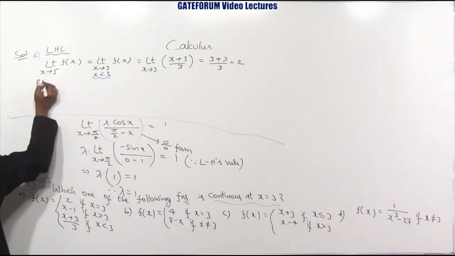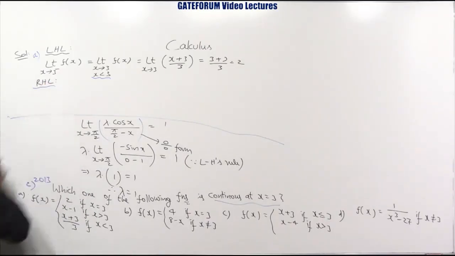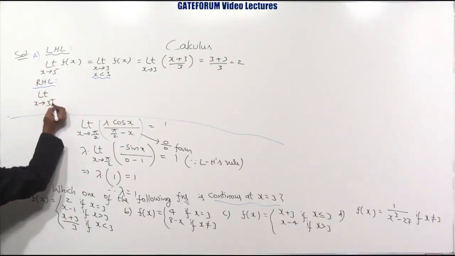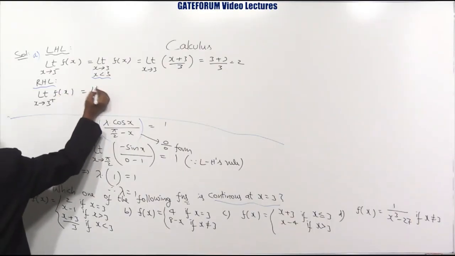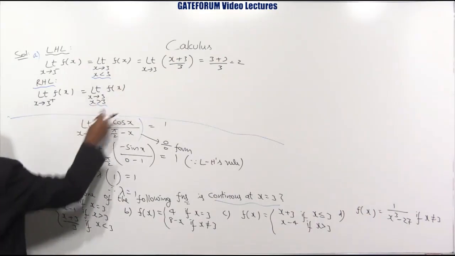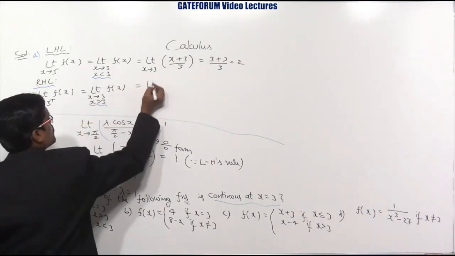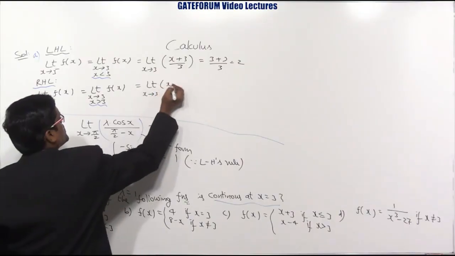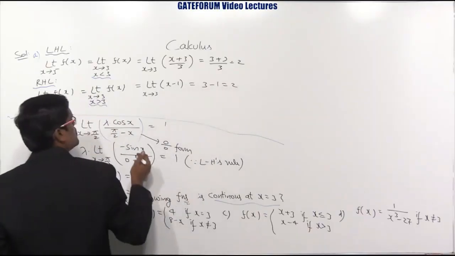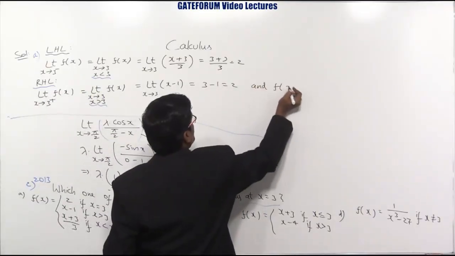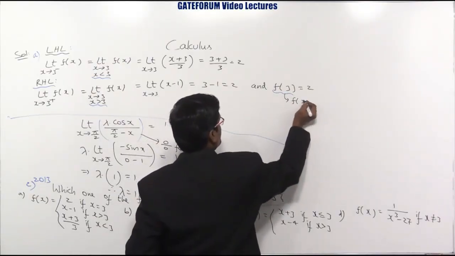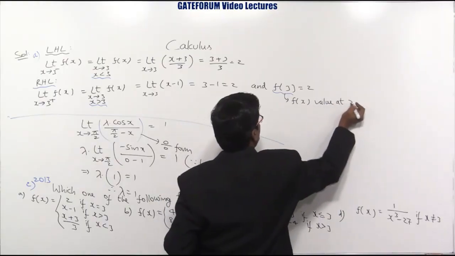Next, RHL, right hand limit. That means limit x tends to a plus, where we are finding the limit at a, meaning 3 plus f of x. This is nothing but limit x tends to 3, x greater than 3, f of x. When x greater than 3, what is f of x? x minus 1. So limit x tends to 3, x minus 1. This is not a standard limit. So this is 3 minus 1, which is equal to 2. And f of 3 is also given as 2. So what is f of 3? The function value at x equal to 3.